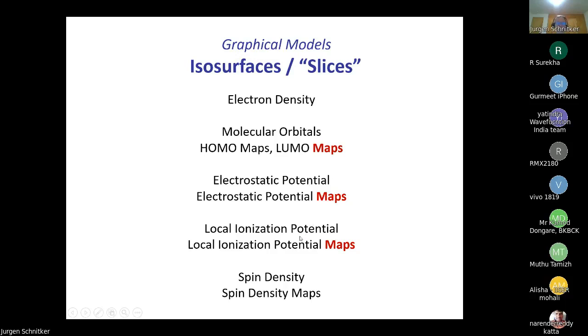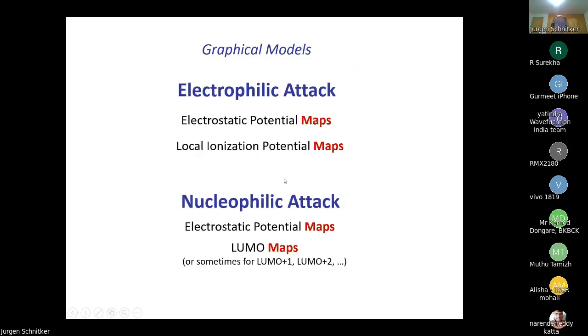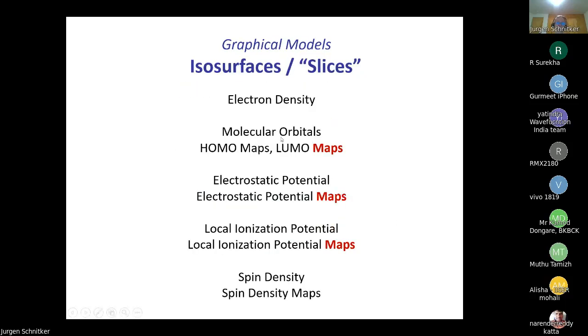Localization potential, I said a little bit about that. Spin density, this kicks in once you have radicals, where they are, unpaired electrons. The maps are often more useful than the isosurfaces themselves. The maps arise by mapping each of these properties, localization potential, electrostatic potential, or even molecular orbitals, onto the electron density isosurfaces. That's the significance of the maps.